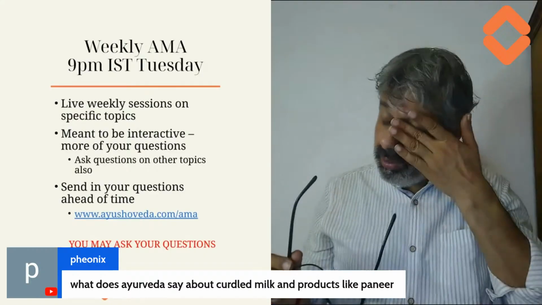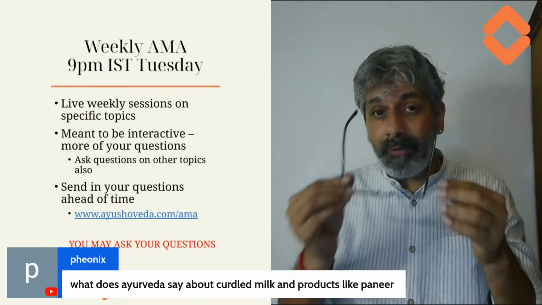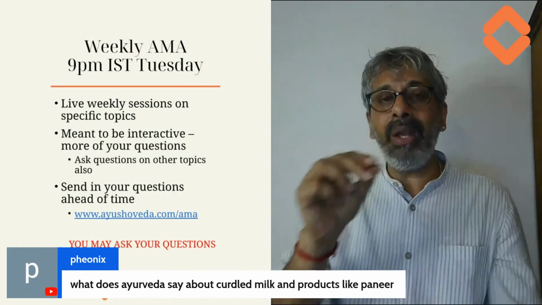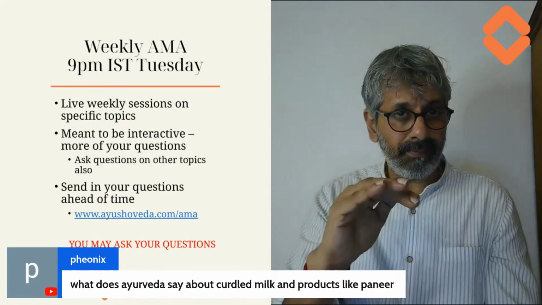What does Ayurveda say about curdled milk and products like paneer? This is a good question. Actually speaking, we have started curdling milk right now. Otherwise, you are actually spoiling the milk. Milk and amla rasa: you add a little bit of lemon juice into it, and milk curdles. Ayurveda says, when you look at the Viruddha chapter, mixing milk and anything that is sour is extremely Viruddha. It is not supposed to be consumed.